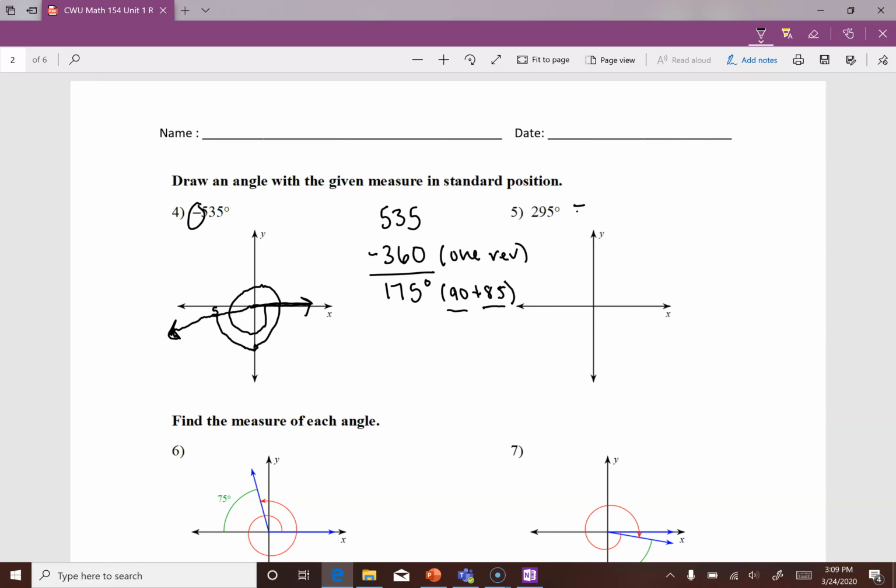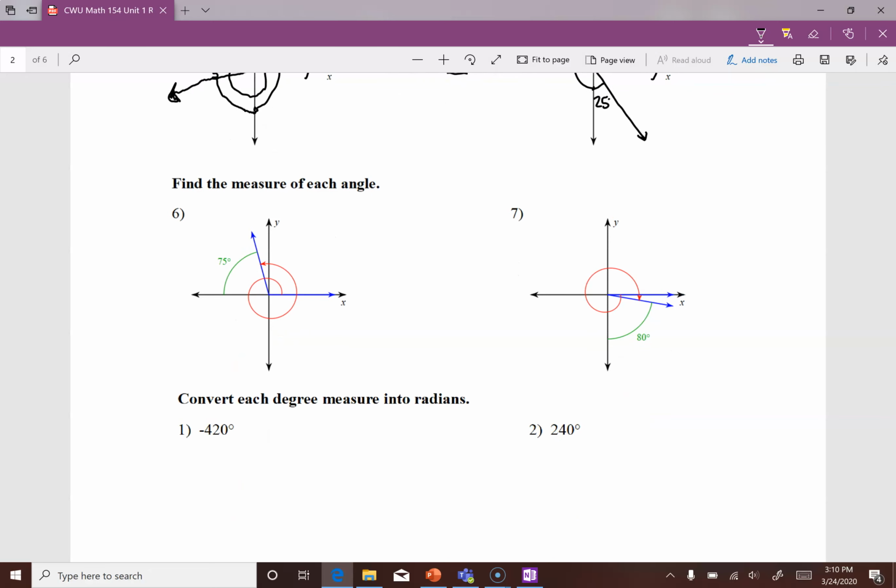All right, next one here, 295, should be a little bit easier. You can think of 295 as 90 plus 90, which is 180. And now I'm going to do 295 minus 180, and I know I'm left with 115. Well, that means I can get another 90 out of there. Then I'm left with 25 degrees. So this is a positive angle, so I'm going to keep my initial side here. I'm going to go a 90, another 90, another 90, and then about 25 degrees. Okay, so I know that this right here is 25 degrees.